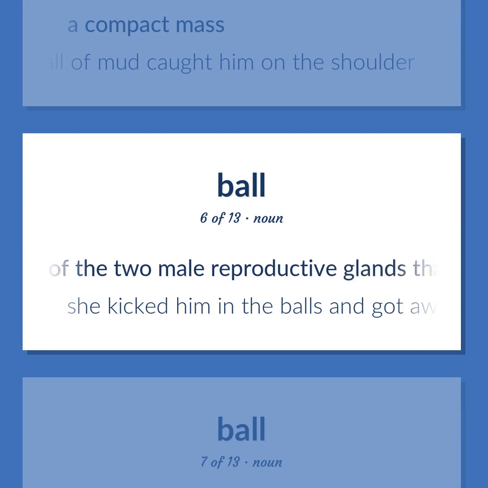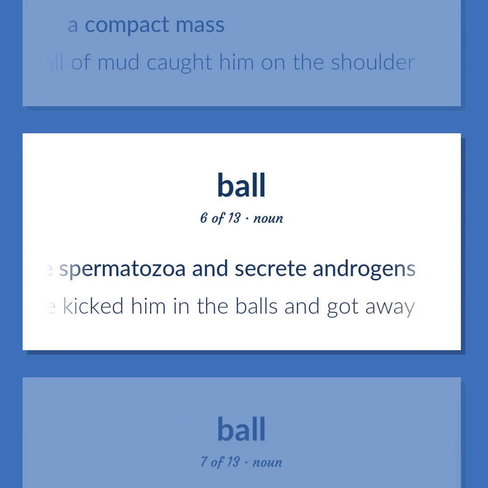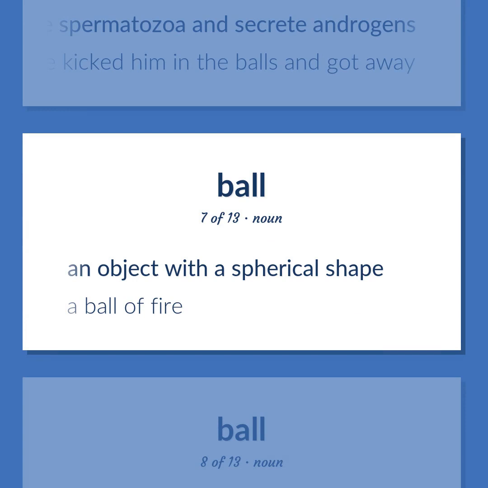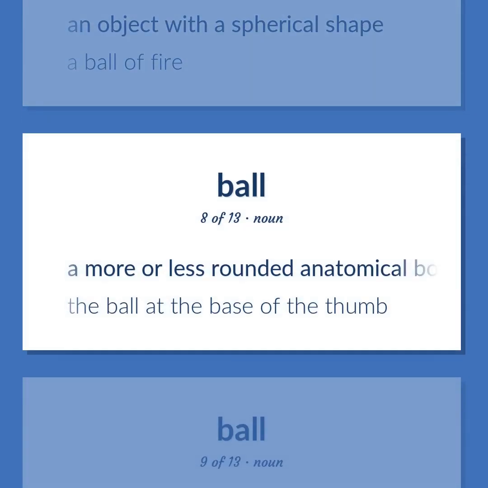One of the 2 male reproductive glands that produce spermatozoa and secrete androgens. She kicked him in the balls and got away. An object with a spherical shape. A ball of fire. A more or less rounded anatomical body or mass. The ball at the base of the thumb.